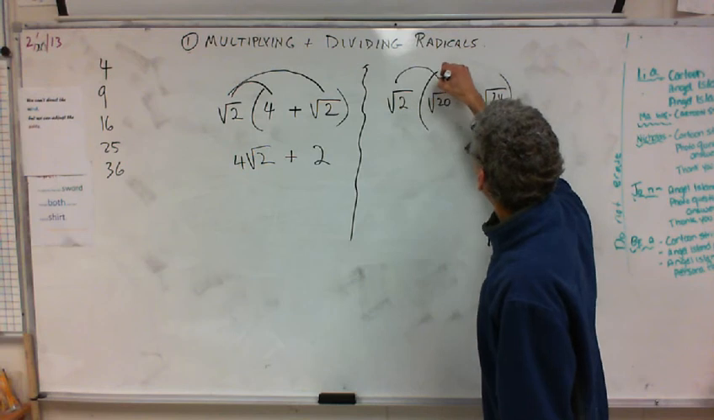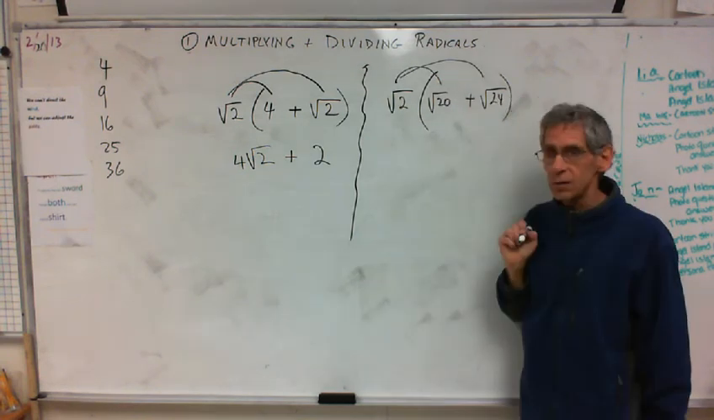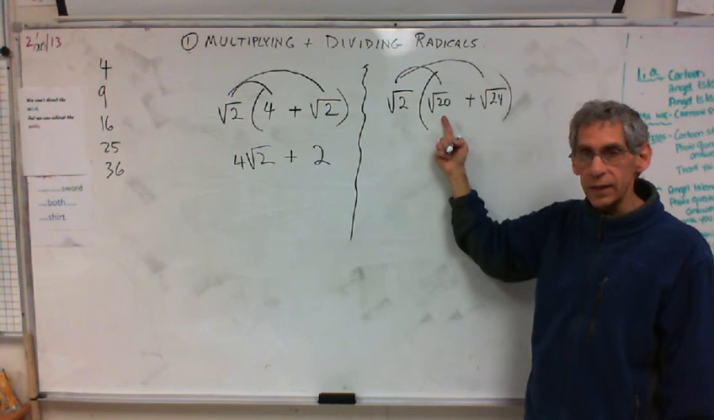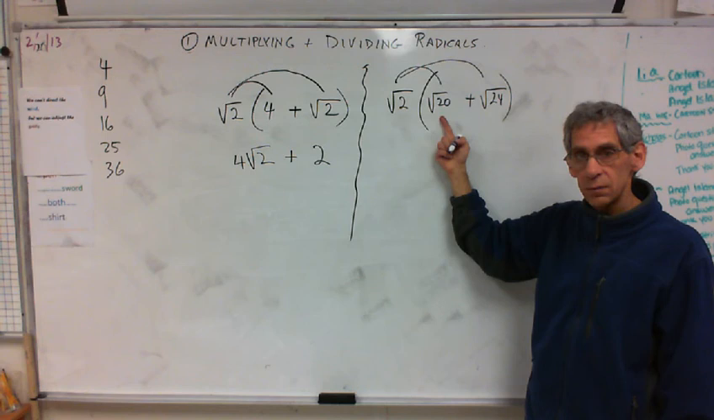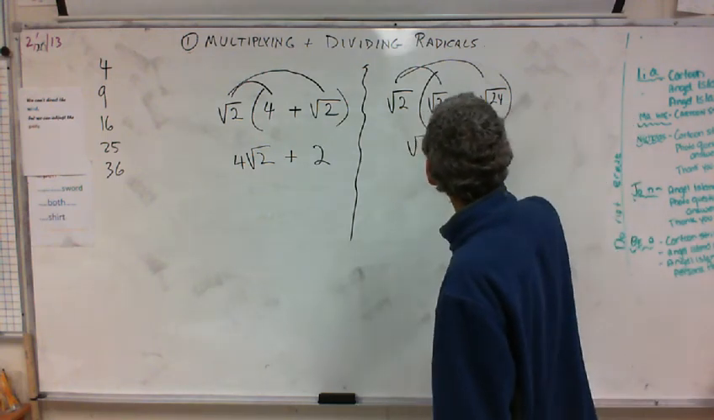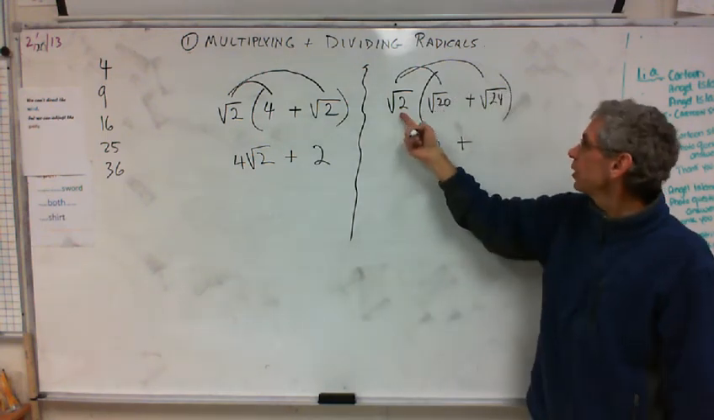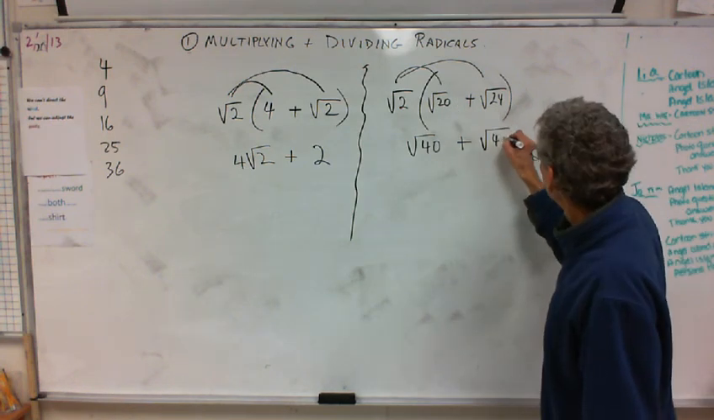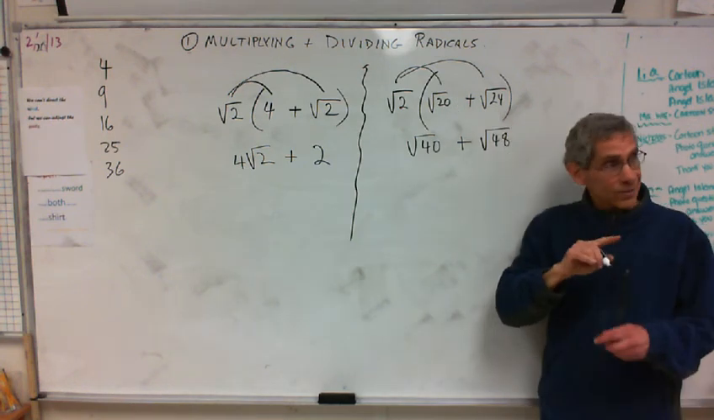So, Julian, help me. Square root of 2 times the square root of 20. That's 20 times 2, the square root of 40. Yeah, that's fine. So we'll just write the square root of 40. And then plus, okay, square root of 2 times the square root of 24. Square root of 48. All right, now, can I just say I'm done?